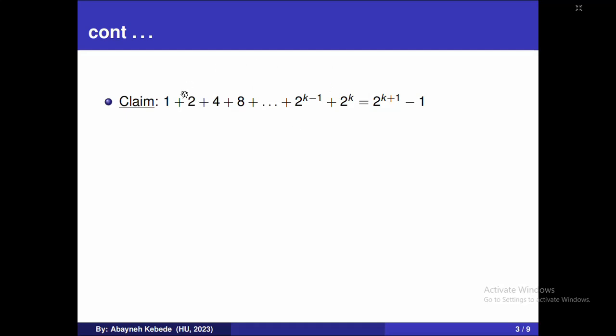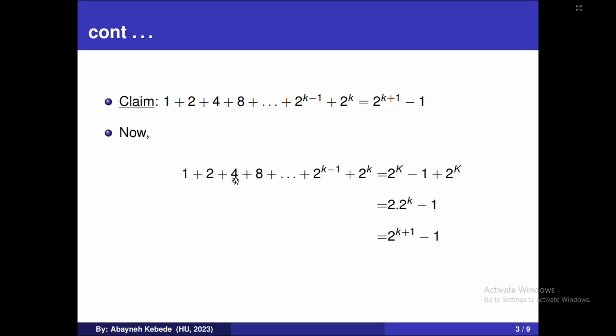Dear students, our aim is to obtain such an expression. So how can we prove it? To prove this, we need to start from our claim. That means 1 plus 2 plus 4 plus 8 plus ... plus 2 raised to k minus 1 plus 2 raised to k. This is the left hand side of our claim. From step 2, the assumption, 1 plus 2 plus 4 plus 8 plus ... plus 2 raised to k minus 1 is the same as 2 raised to k minus 1. So here we have 2 raised to k.